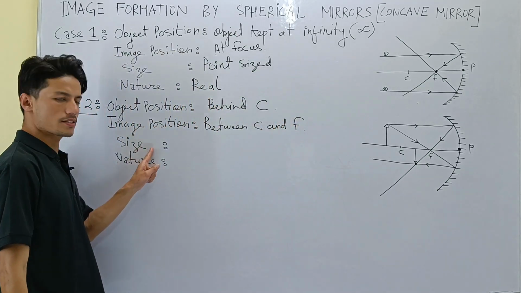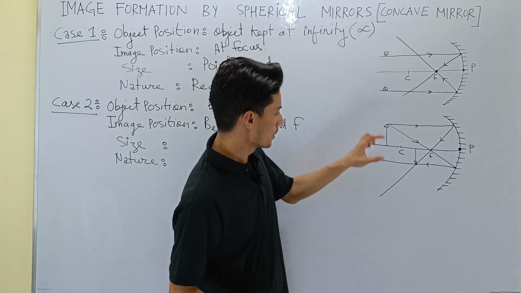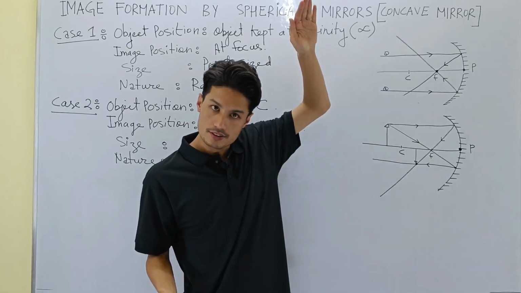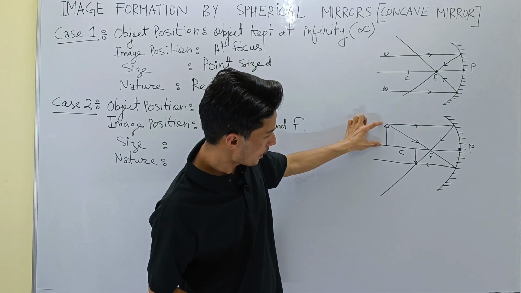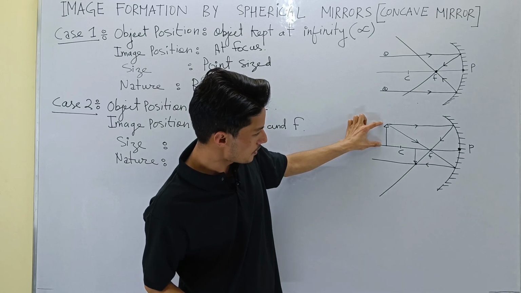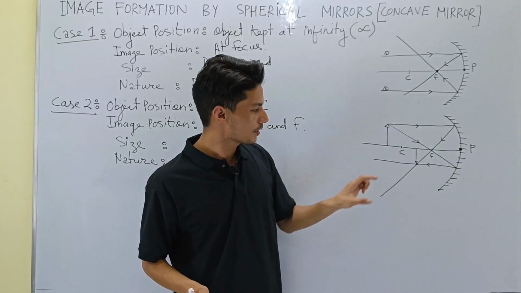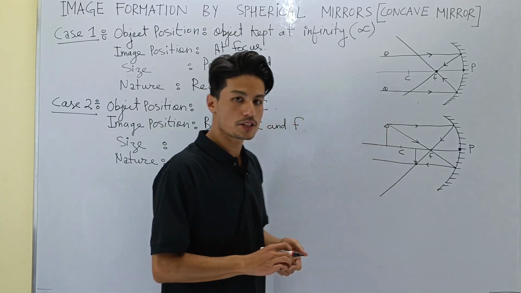Okay, size. What about the size? Now you tell me how the size will be. Look at the object size. Here size means the height, okay? Remember, we're talking about the height here. The height of the object is this big, and here the size has shrunk a little bit, isn't it? So the size is much smaller than the object. The object is much bigger here.